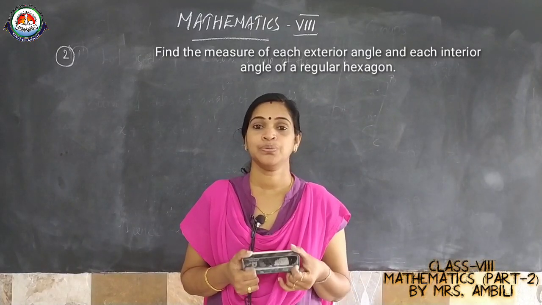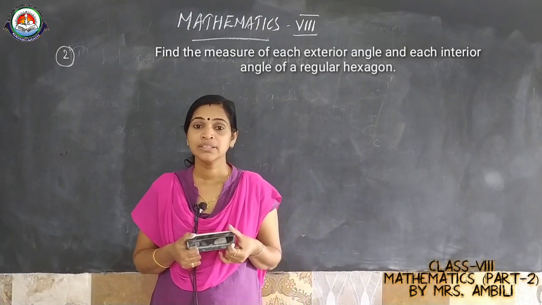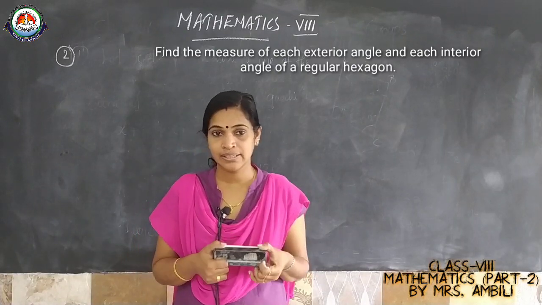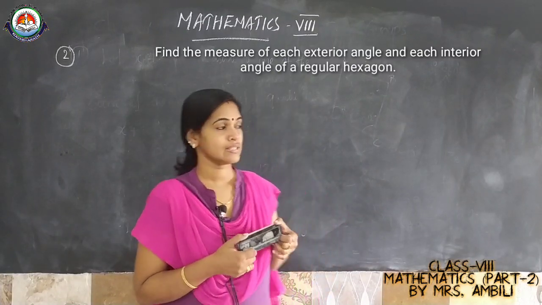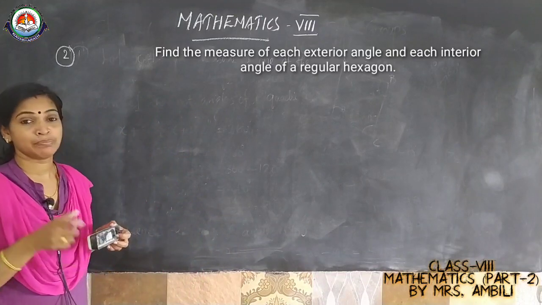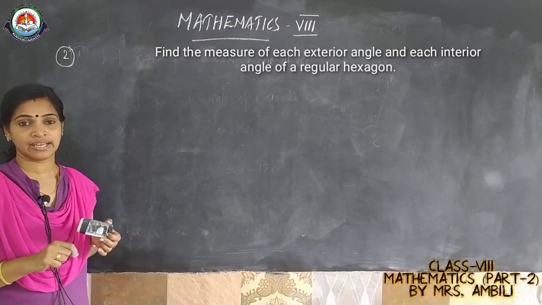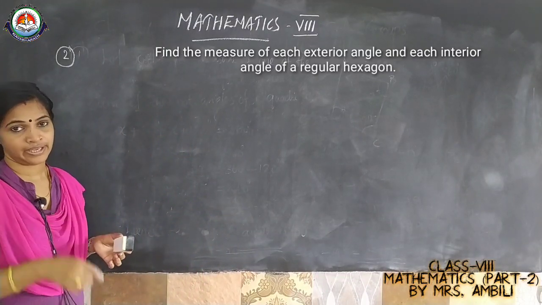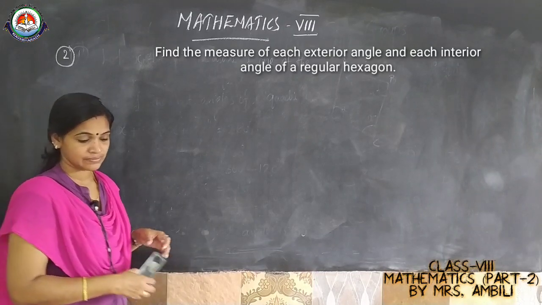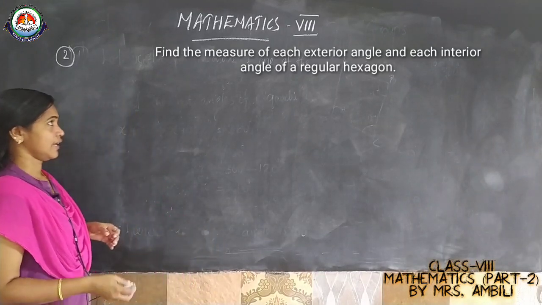A hexagon is a polygon with 6 sides, isn't it? So we need to find out the measure of each exterior angle and each interior angle. First we can find out the exterior angle.